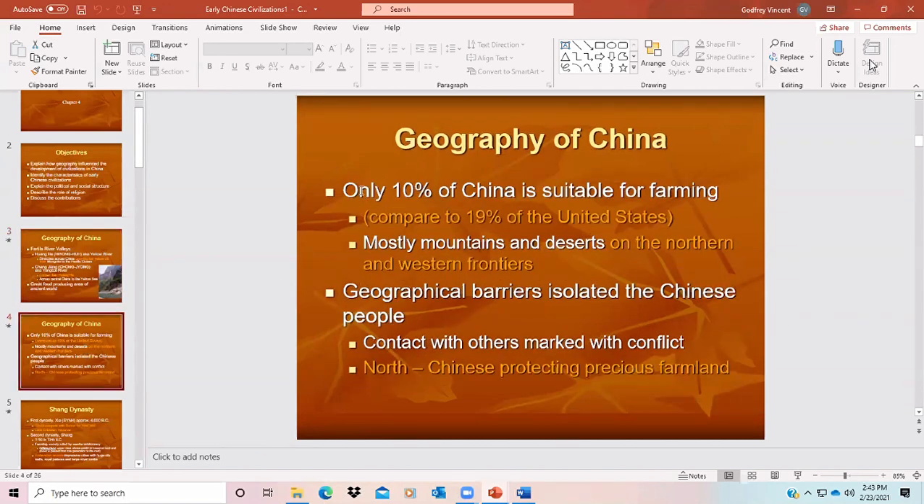So only 10% of China is suitable for farming, mostly mountains and deserts. And this creates barriers, and it kept China isolated. Right, so that's some geography.